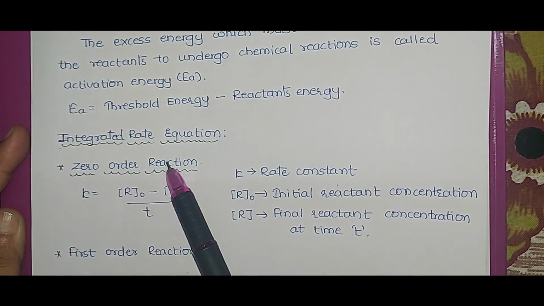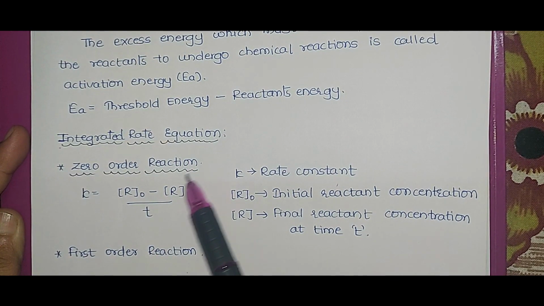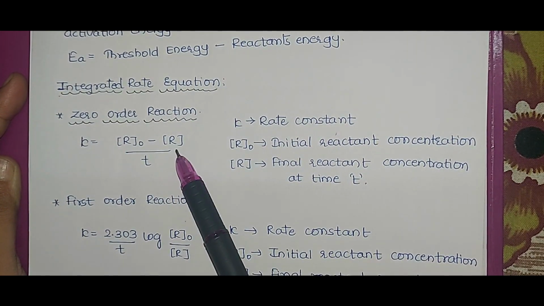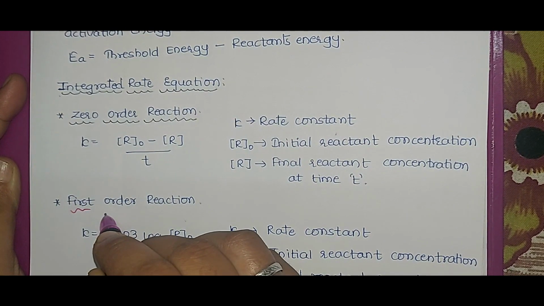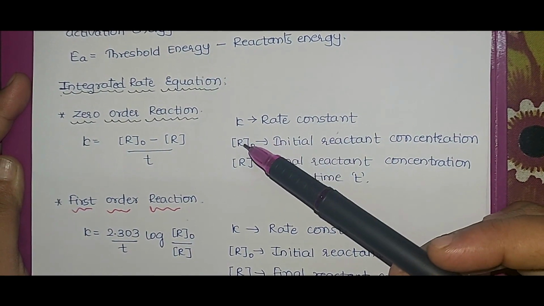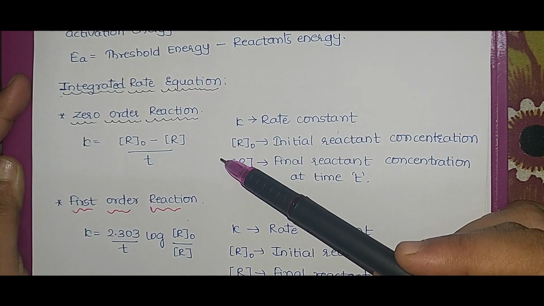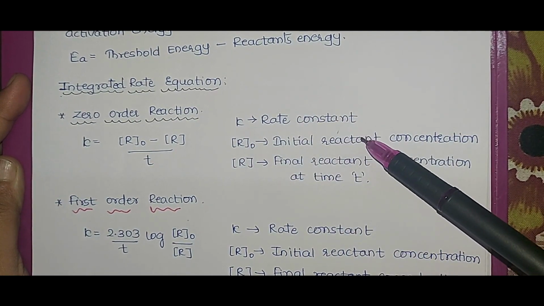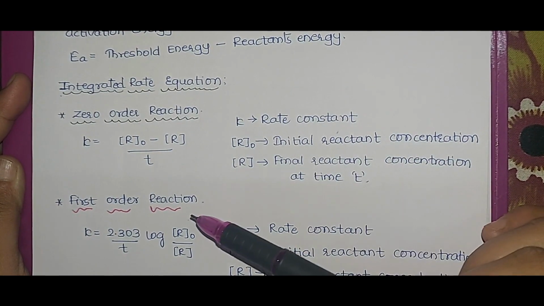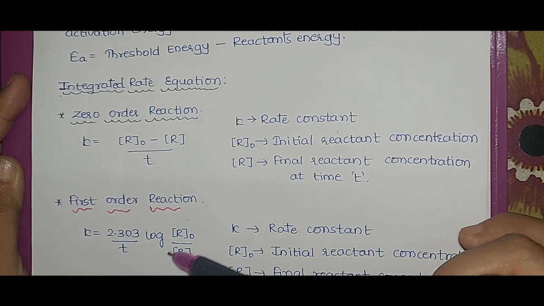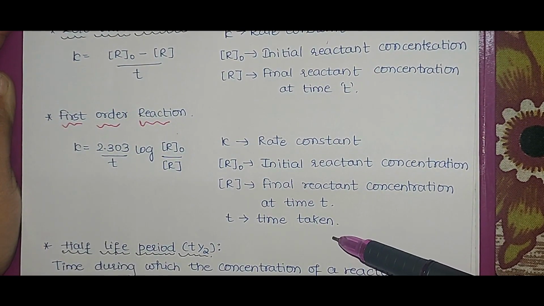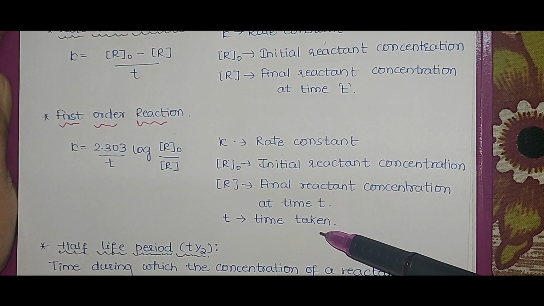Next is the integrated rate equation. In your NCERT we have derived the integrated rate equation for zero order reaction and first order reaction. For zero order, k = (R0 - R)/t, and for first order reaction, k = (2.303/t) log(R0/R), where k is rate constant, R0 is initial reactant concentration, R is final reactant concentration at time t, and t is time taken.